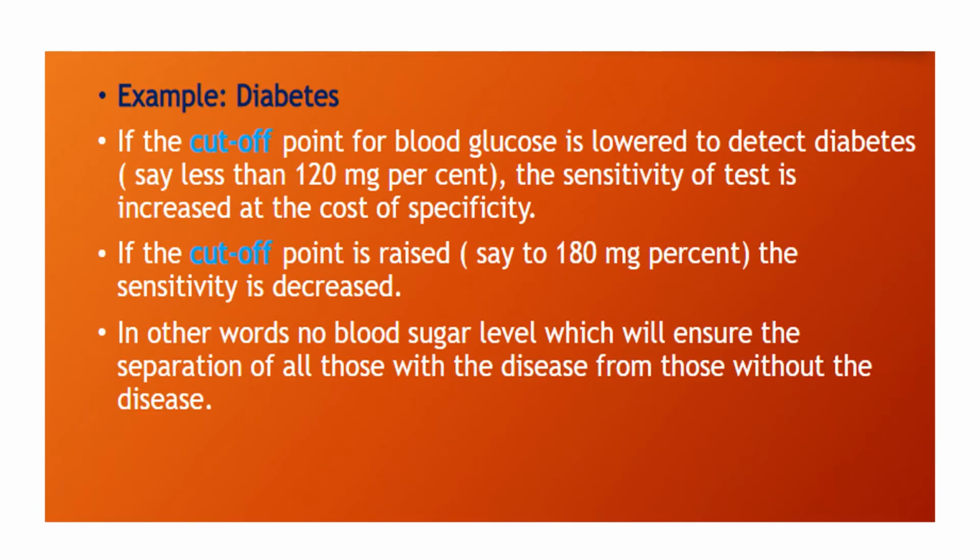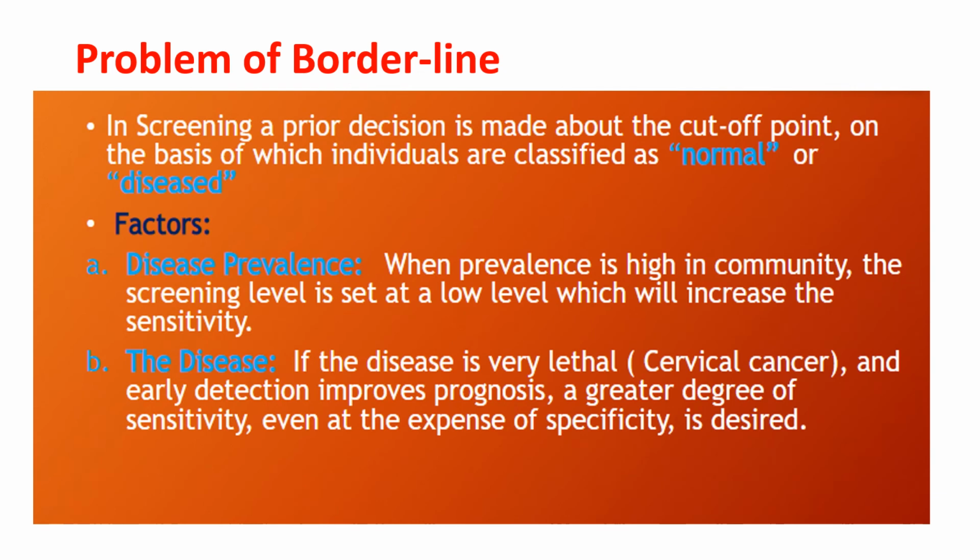So let's take an example of diabetes. If the cutoff point for blood glucose is lowered to detect diabetes, say let's make it 120 milligram per cent, the sensitivity of the test is increased at the cost of specificity. If the cutoff point is raised, say to more than 180 milligram per cent, the sensitivity is decreased. In other words, there is no blood sugar level which will ensure the separation of all those with the disease from those without the disease. There will be problems of borderline.